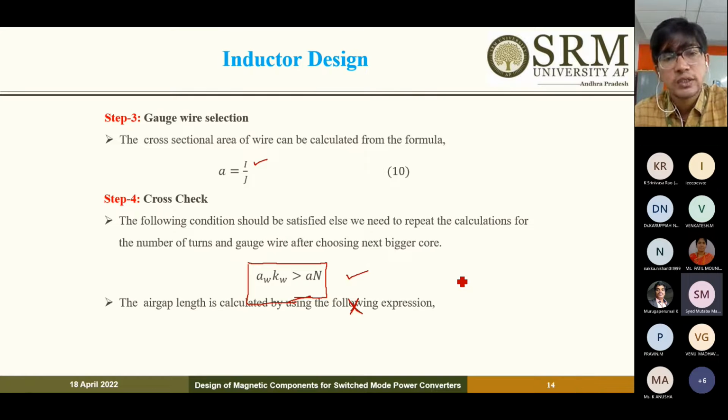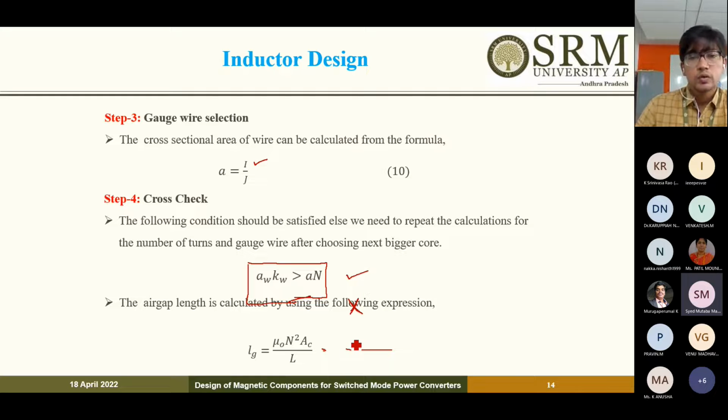But here again we need to fix the air gap length. How to fix the air gap length? To calculate it, lg will be equal to mu naught N square Ac by L. If we calculate, we will get some value. That much thickness of air gap you need to use while winding a practical inductor. We will see with one example.